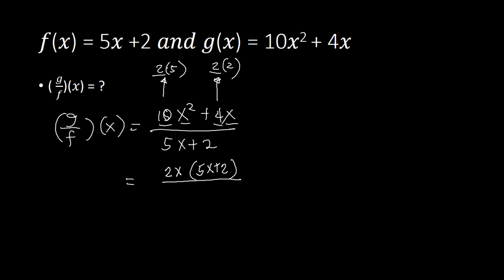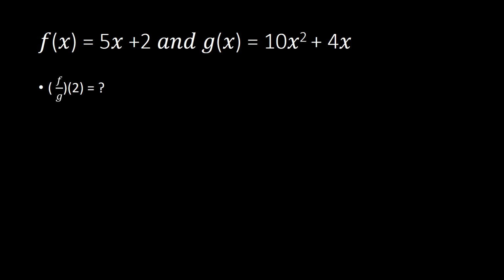Then at the bottom part, we cannot factor this out anymore because we have 5 and 2, which don't have common factors. So we copy 5x plus 2. Notice this one and that one are the same, so we simply cancel that out. That will now be equal to 2x. So g over f of x is equal to 2x.